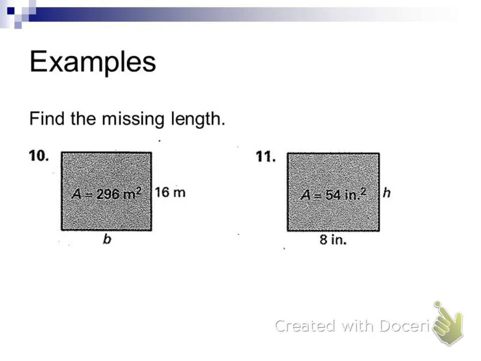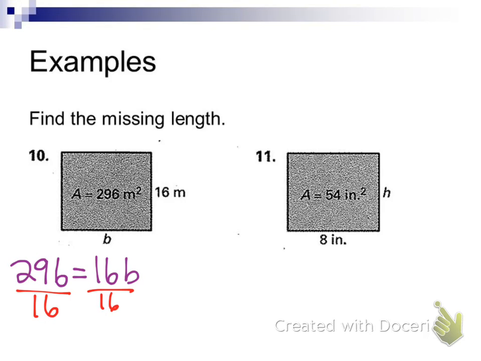Can you guys read what's in that box? Yeah, it's 296 equals what? 16 times B. So what do I need to divide both sides by? 16. Can anyone tell me what 296 divided by 16 is? 18.5, and I'm talking about meters.